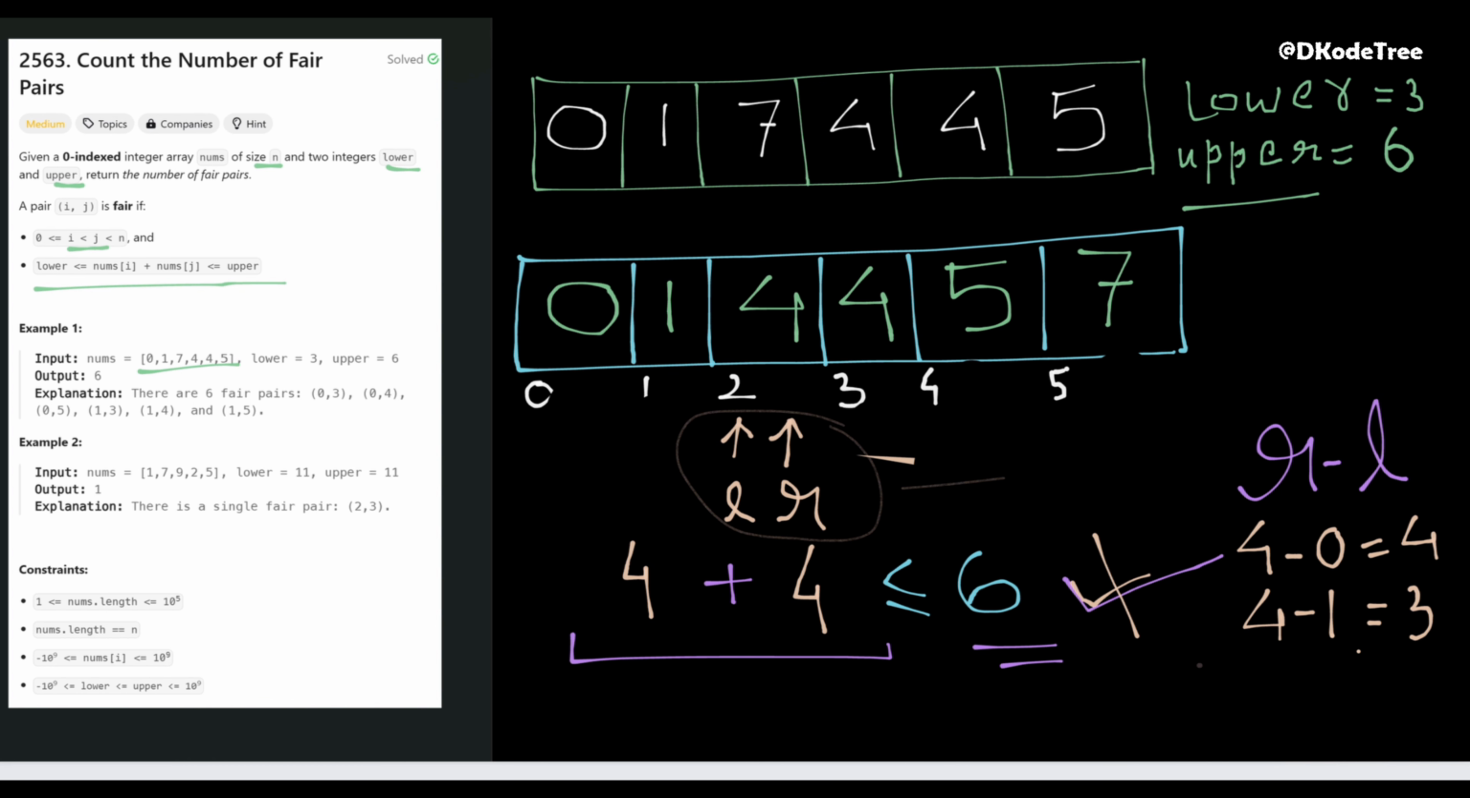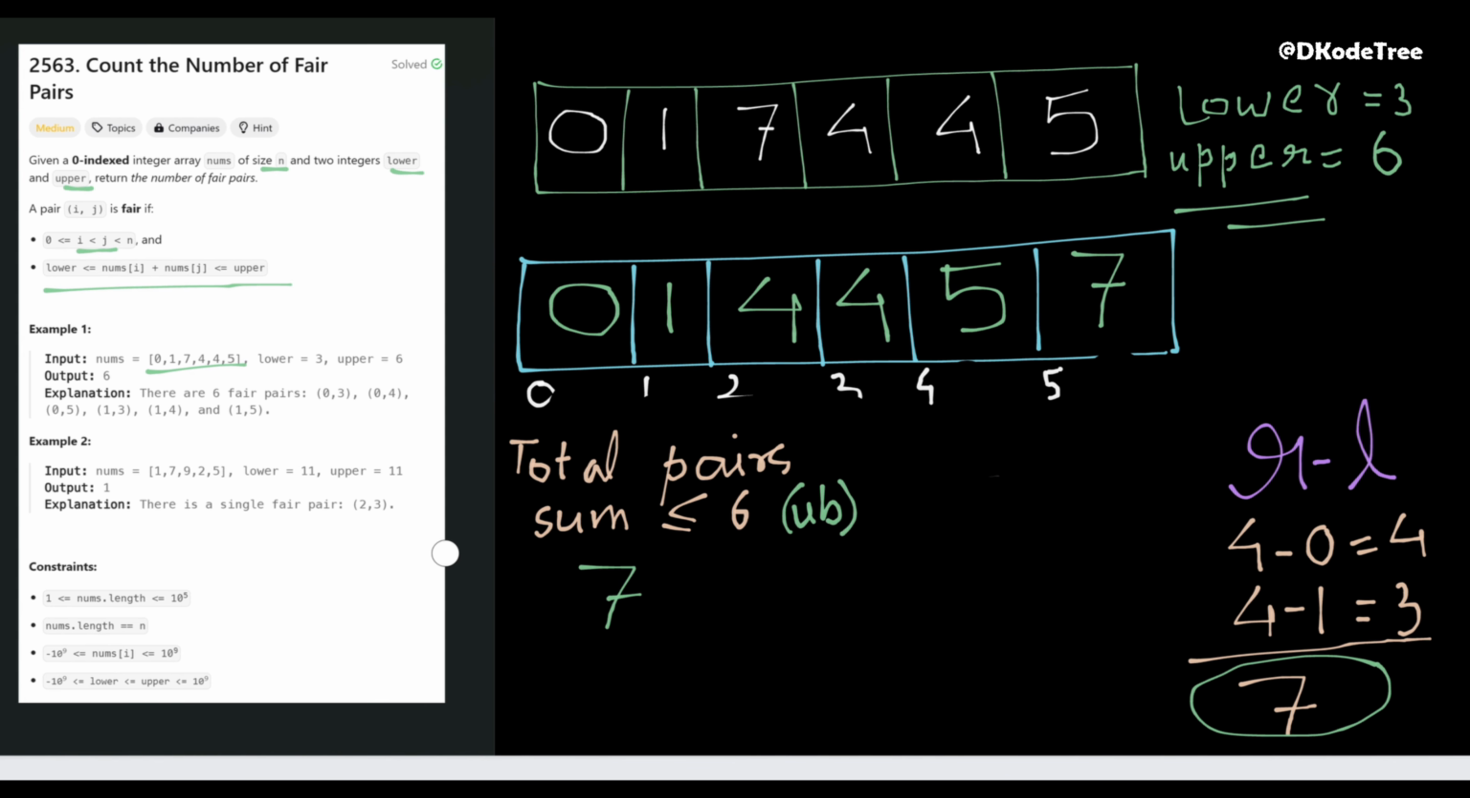Now if we add 4 and 3 we will get 7. But this total number is only considering the upper bound and not the lower bound. So now we have the total pairs where the sum is less than or equal to 6, that is the upper bound, and that value comes down to 7.